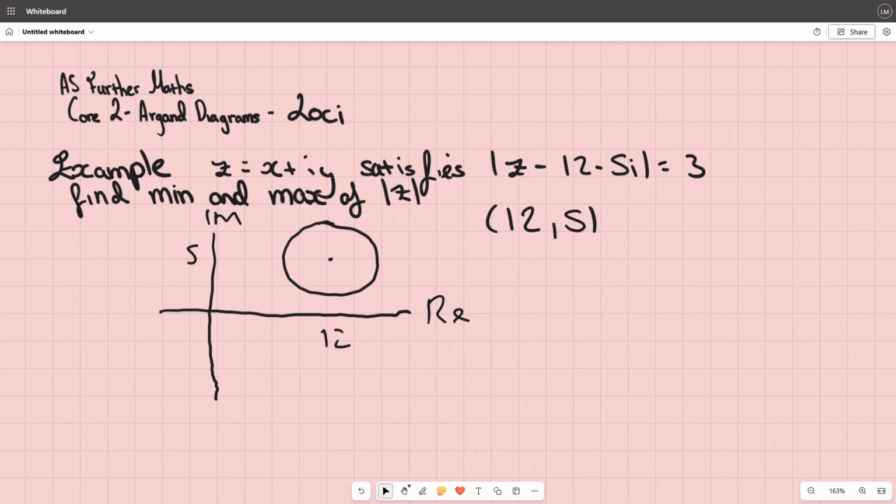Okay, and the actual question is asking us to find the minimum and maximum value of the magnitude of z. So that means we want the closest value and the furthest value. So it's actually just going to be a straight line through the circle, touching the center of the circle, but I don't have the steadiest hand, because that's the closest distance and the furthest distance. So we know we have the center of the circle.